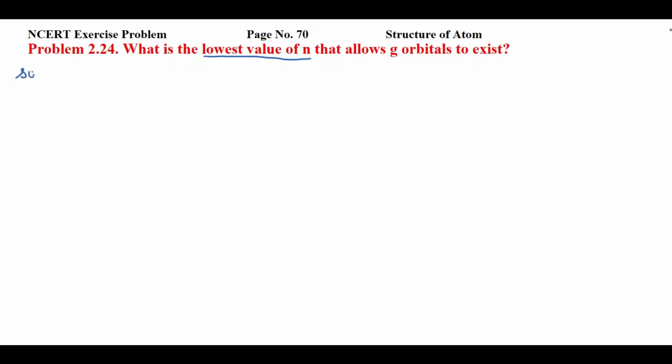So to find out the g orbital's existence, first of all, we should know the value of l for g orbital, right? Definitely, the value of l decides the orbital. If I have 0, the orbital will be s, 1 p, 2 d and 3 f. Then if I have l equal to 4, the orbital will be g, right?